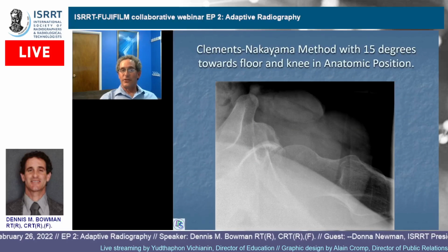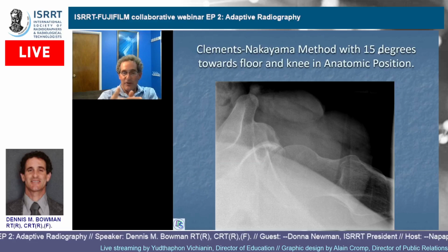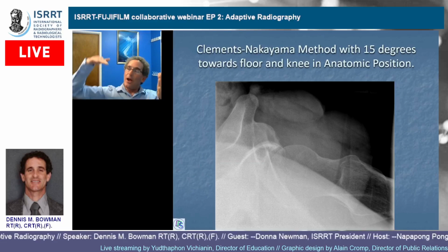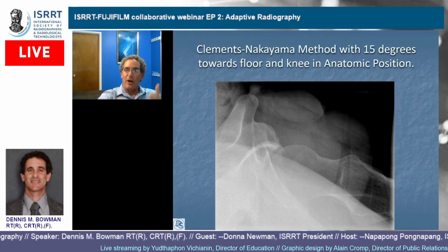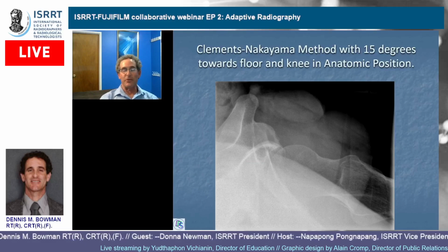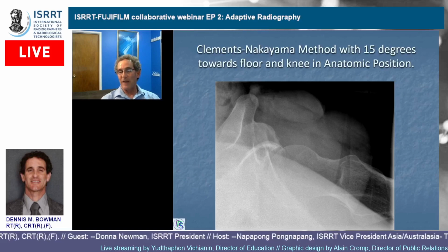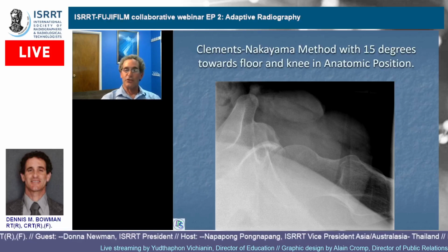So this is with 15 degrees. So we got that 30 to 45 degree thing going on already. And now we're angling down towards the floor at 15 degrees. And the knee is in anatomic position, meaning that the knee's straight up, which they aren't usually if they have a broken hip. It's usually kind of flopped out there, right?